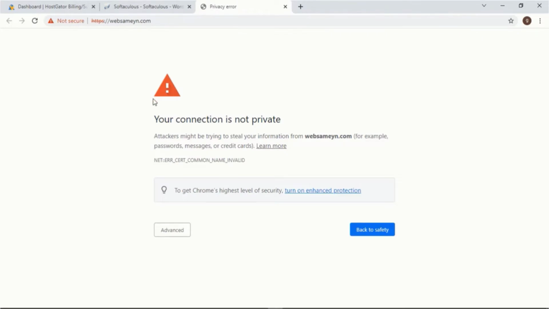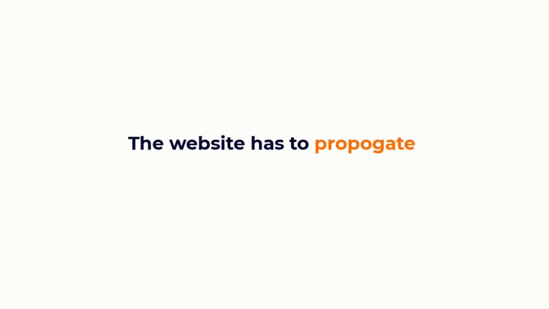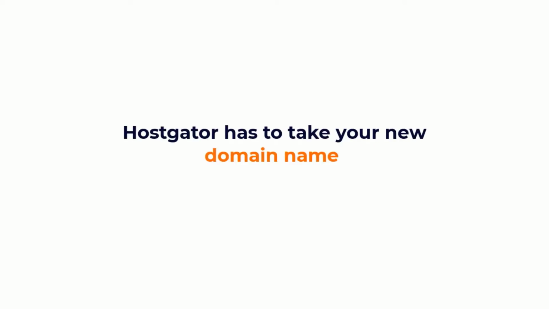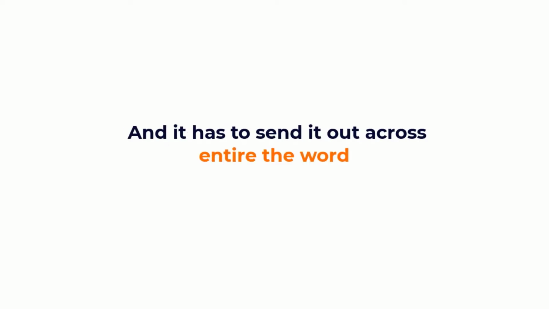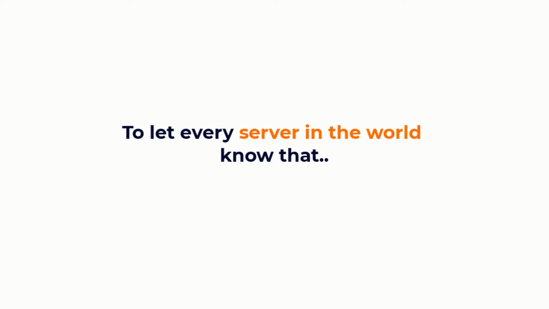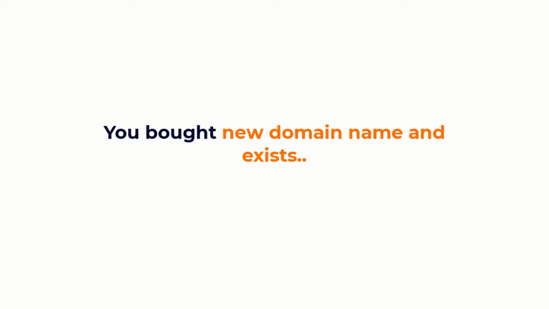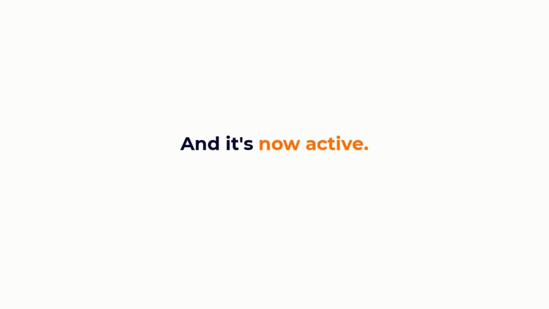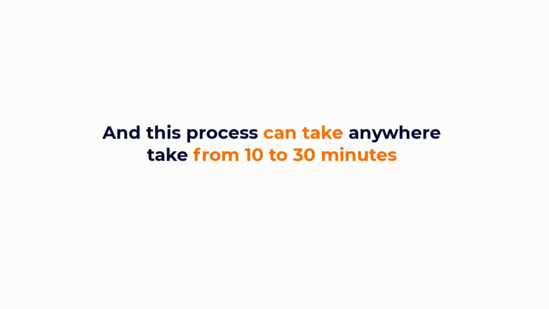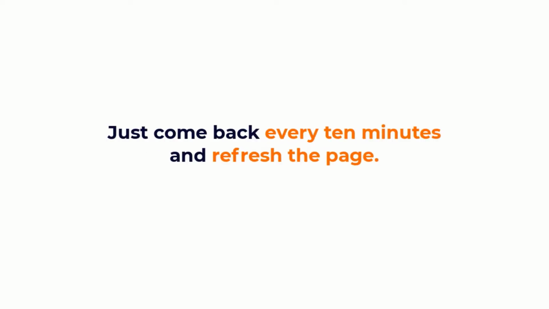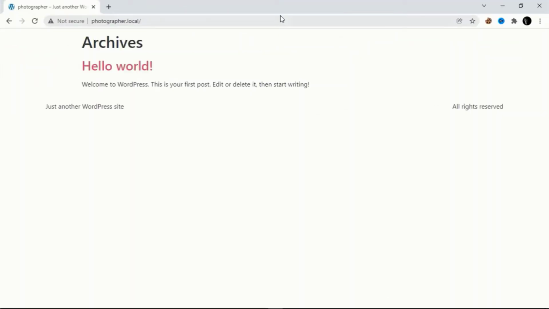Sometimes it might look like this. And what this means is, the website has to propagate, and what that means is that HostGator has to take your new domain name, and it has to send it out, across the entire world, to let every server in the world know, that hey, this new domain name exists, and it's now active. And this process can take anywhere from 10 to 30 minutes. Just come back every 10 minutes and refresh the page. So, after 10 minutes, now my website is live and everyone on the internet can access.